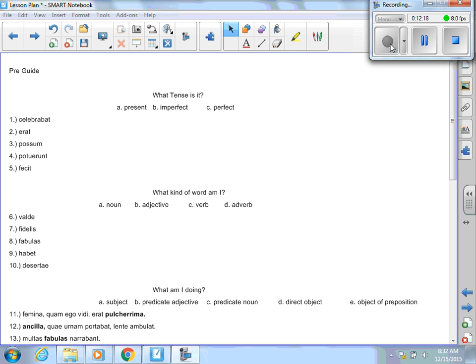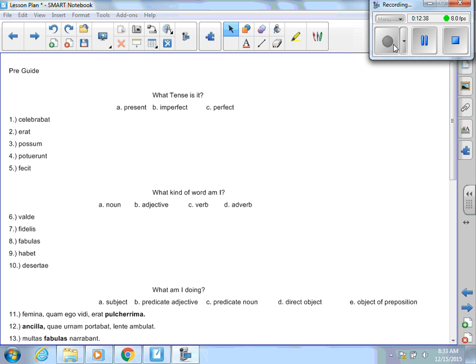There we go. Number 1, I have BA, so the answer to that is imperfect. Number 2, I have erat. ERA is the marker for the imperfect for conjugations of sum, so number 2 is imperfect. Number 3, possum, there is no marker, so it's present tense.